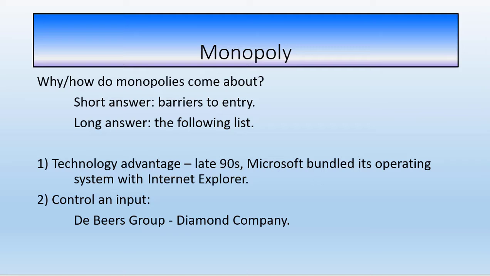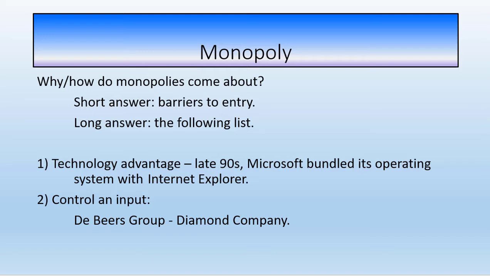The first item I'm going to cover is technological advantage. In the late 1990s, for example, Microsoft bundled its operating system with Internet Explorer. If you rewind back to then, and even to a large extent today, on PCs, Windows was the dominant operating system. And so Microsoft had this dominant position. Then when the Internet came along, it bundled its operating system with Internet Explorer, which was a browser at the time. So people were pretty much locked into Microsoft Windows. There wasn't really a good alternative.